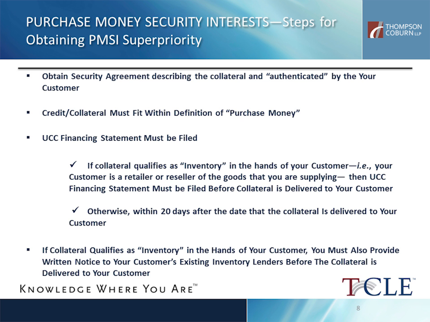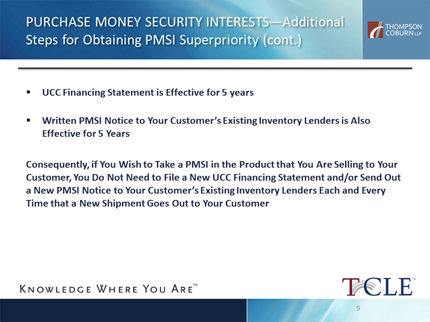Real quick question here. We have a lot of clients that we recommend getting purchase money security interests, and the question always arises, well, do I have to file this UCC statement every time I supply new product to the same customer? And the answer to that is no. A UCC financing statement is good for 5 years, so you get it on file and it's good for 5 years. You'll have to renew it after that 5-year period. And the same applies with regard to the purchase money security interest notice to other pre-existing bank lenders who may have a lien on inventory.